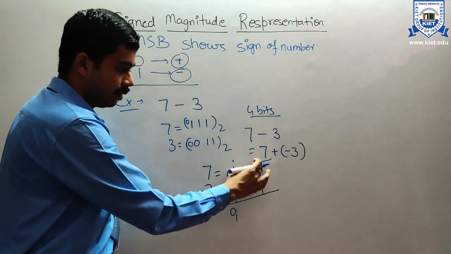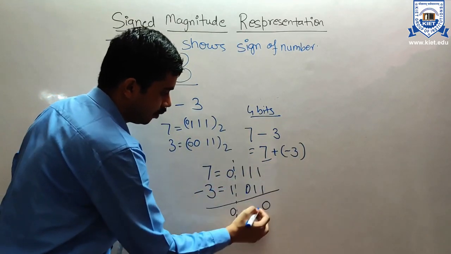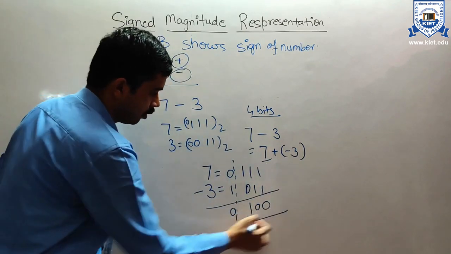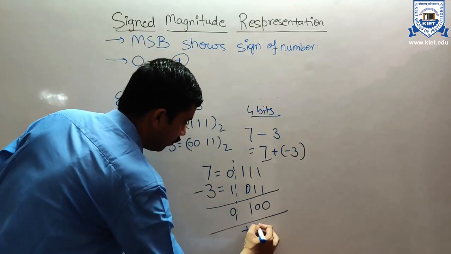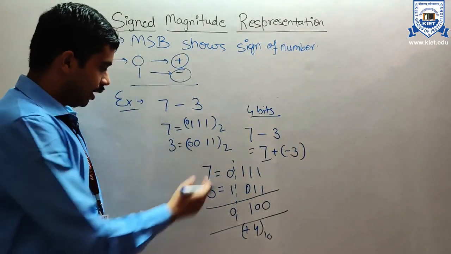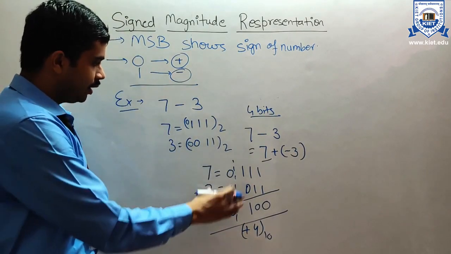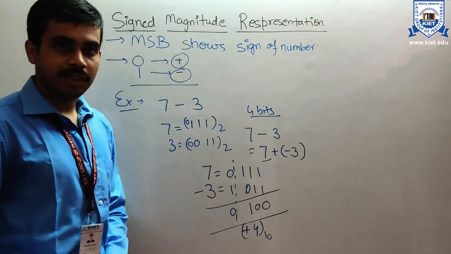Now we have to perform subtraction between these two. So 1 minus 1 is 0, 1 minus 1 is 0, and 1 minus 0 is 1. So plus and 1 0 0, that is plus 4 base 10. And you all know 7 minus 3 is plus 4. So in this way we perform any subtraction using sign and magnitude representation.